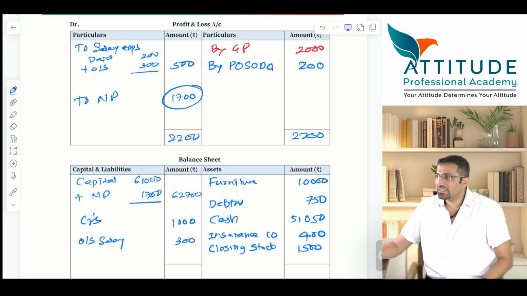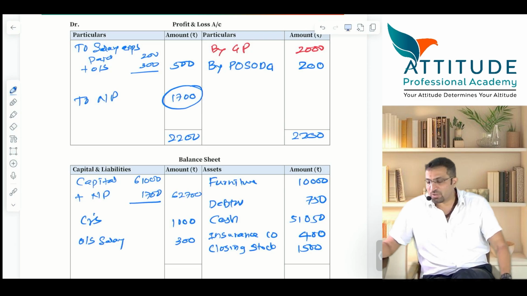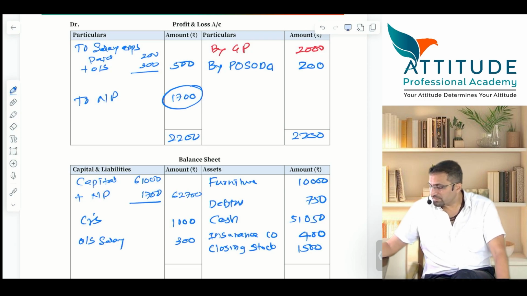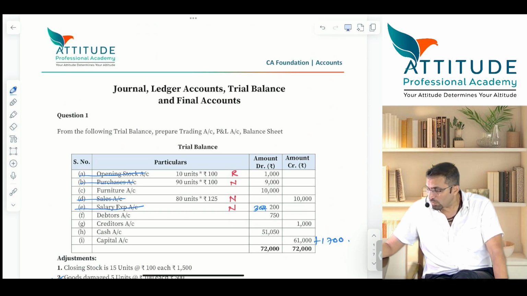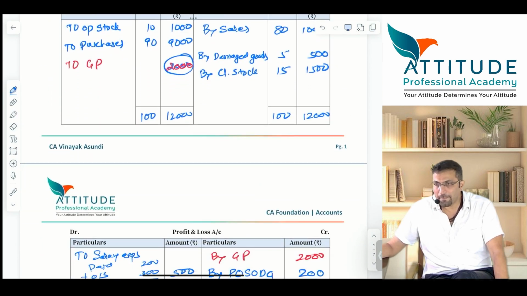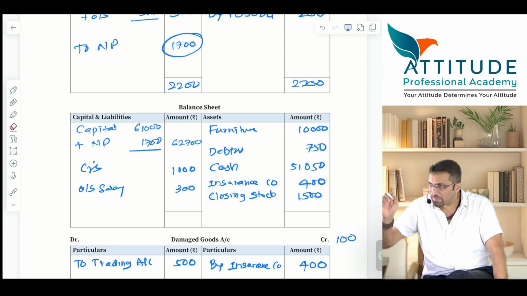Okay. One thing we missed out. Anybody can tell me? No, closing stock I have taken. Outstanding salary also I have taken. One thing purposely I have missed out. Anybody can tell me? Okay, you tally the balance sheet.